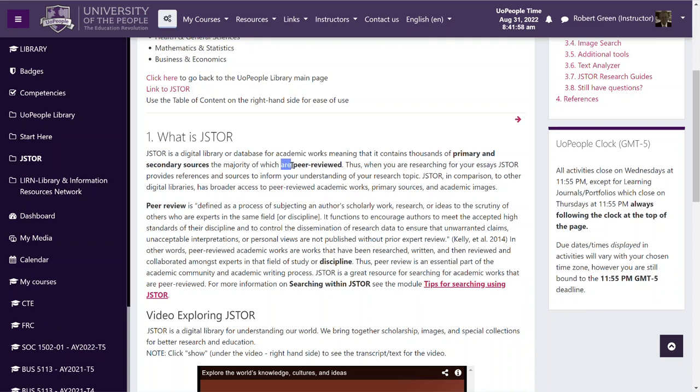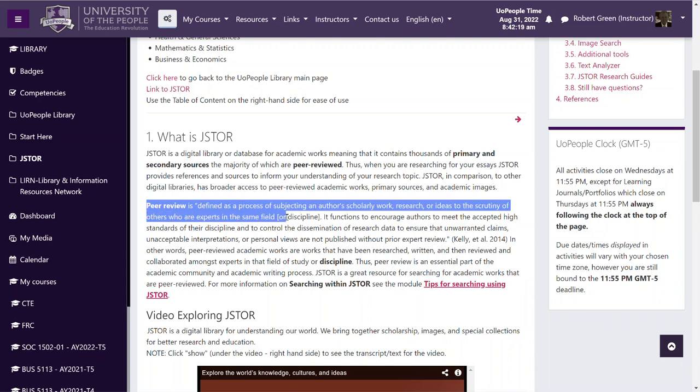These are, as I already suggested, the majority of those articles that you're going to find out there are peer reviewed, which is critical. What does peer reviewed mean? It's defined as a process of subjecting an author's scholarly work, research, or ideas to the scrutiny of others who are experts in that field.